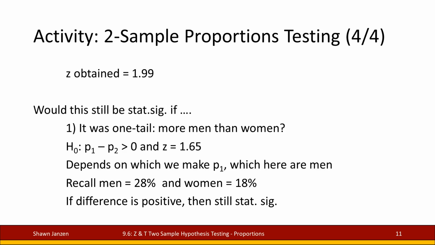Recall that men were 28% and women were 18%. So we have a positive difference of 28% minus 18%, which is plus 10%. And that number then is going to mean that we have a positive 1.99 z-score, and it's going to be larger than the 1.65, so we're still going to be statistically significant. This makes sense because the one-tail version is going to have that lower barrier to entry to get into the critical region than the two-tail, and we were fine at the two-tail.